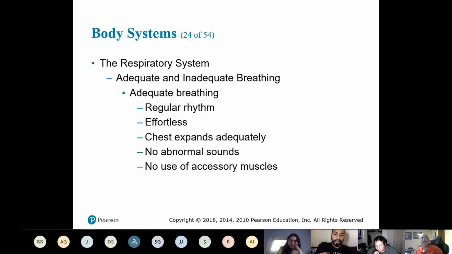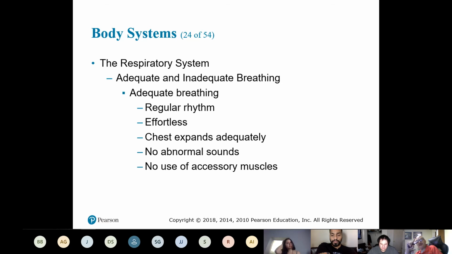Normal breathing is effortless. We don't have to really work at breathing. They're not leaning forward. You don't hear anything abnormal. You don't see them working. You don't hear any abnormal noises. It's effortless. That's normal breathing.